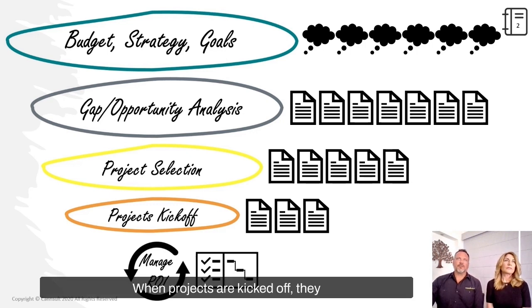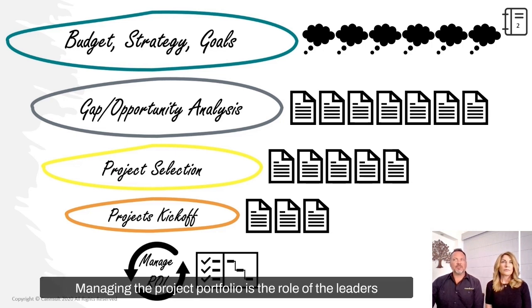When projects are kicked off, they are not all running at once. They are usually staggered throughout the year and in various parts of the organization. In addition to the projects that are active, there are also daily demands and priorities that are always shifting. There are projects scheduled to kick off in the future, and this is a lot to manage. Managing the project portfolio is the role of the leaders or sponsors, and having a strong method is key to ensuring that the value of the projects stays on track.